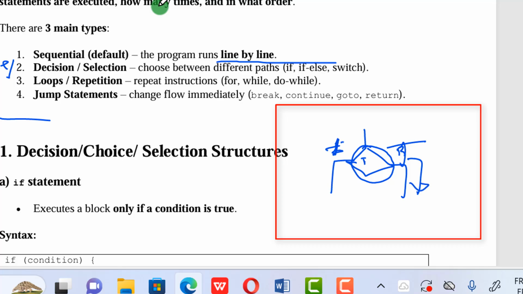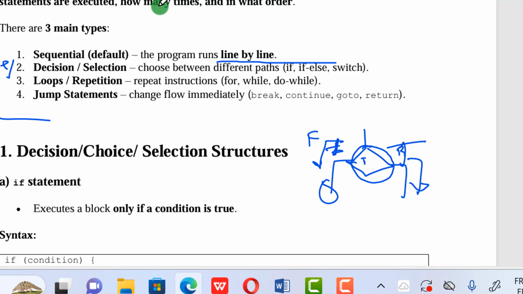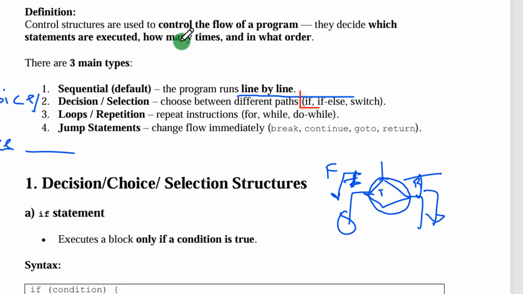You see, if it is false, you go here, and you are the one choosing. Good. Now a good example of a decision or selection control structure is what we call the if else statement, the if condition, and also the switch case. So we are going to study each of them.